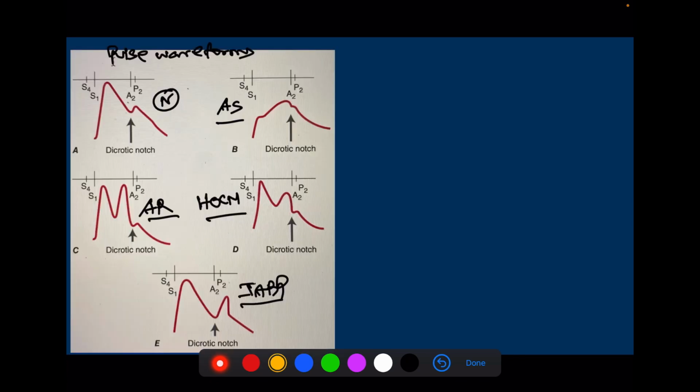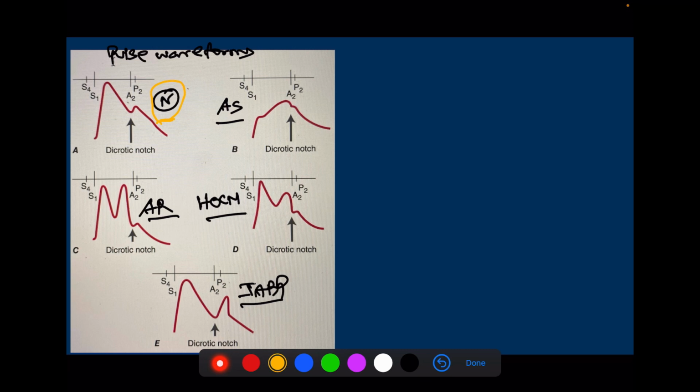So in your exam, you might be given a pulse waveform and you might be asked to choose what type of waveform it represents. Here you can see these different pulse waveforms and this is the normal pulse waveform. Here you can see that there is a sharp peak and also a downslope. And you know that the duration between S1 and S2 is systole, and after that it's diastole. Between systole and diastole there is a notch. This notch is called the dicrotic notch. So this is the normal pulse waveform.